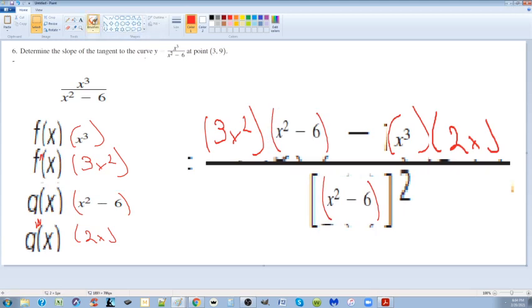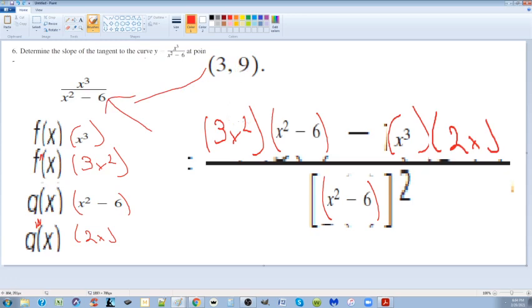Now, interestingly enough, this point that they give you, the y, is only useful if I had to derive the line or something else. All I need here is the x to figure out the slope of the tangent for this graph at x equals 3. The 9 is not even useful. So I'm going to insert it each time.